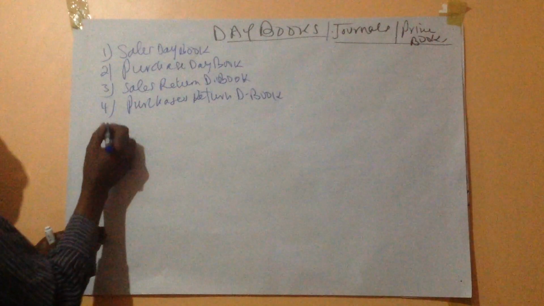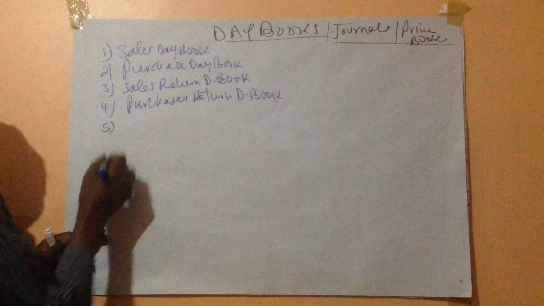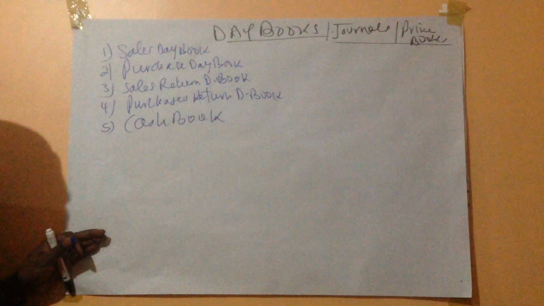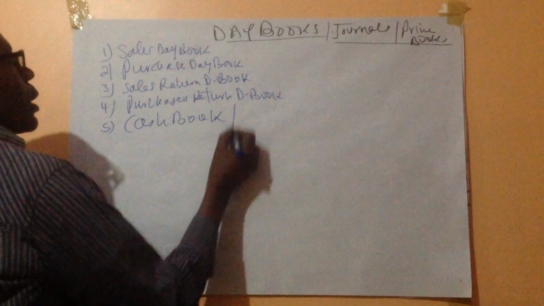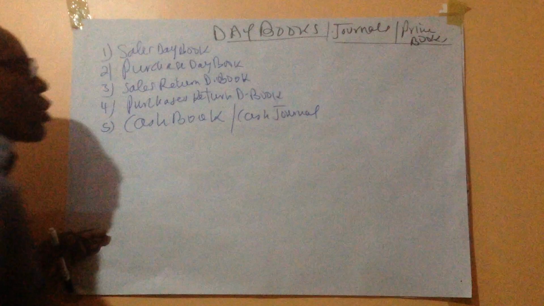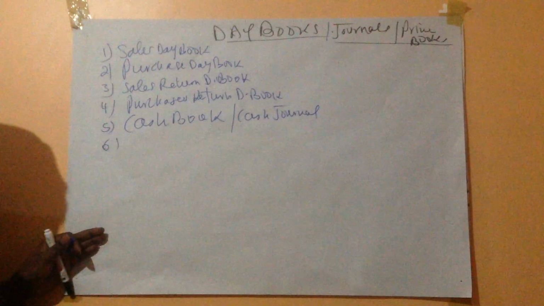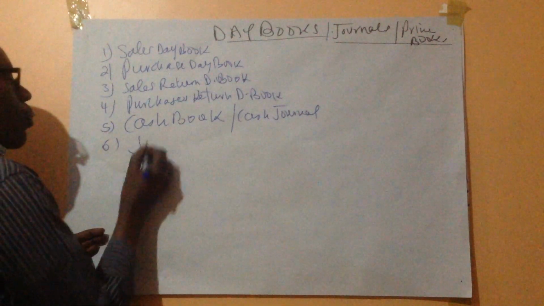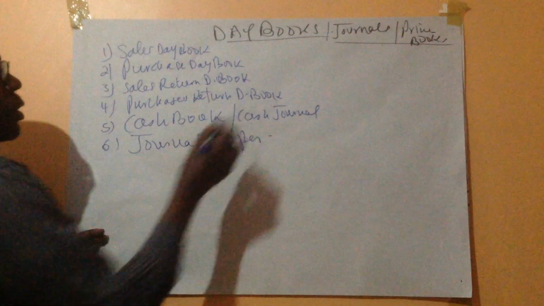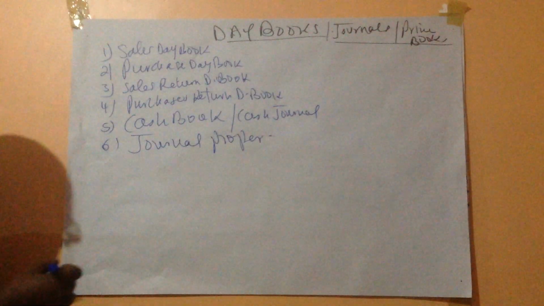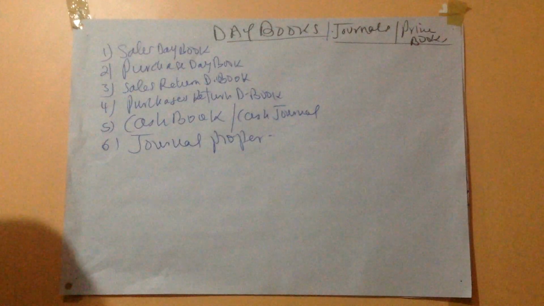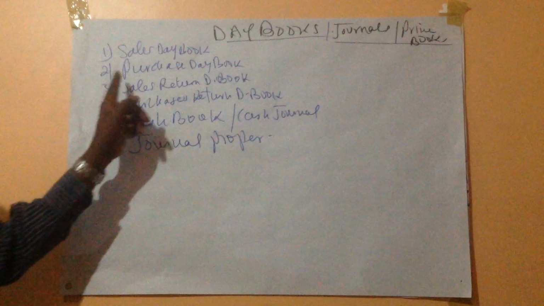Then we have another daybook which we refer to as the cash book, or the cash journal. Then the 6th one is the journal proper. So these are the types of daybooks that we're going to look at, and they are the ones in which we record transactions on a daily basis. Now I'll be briefly explaining each of them.